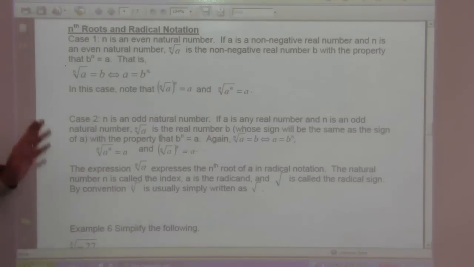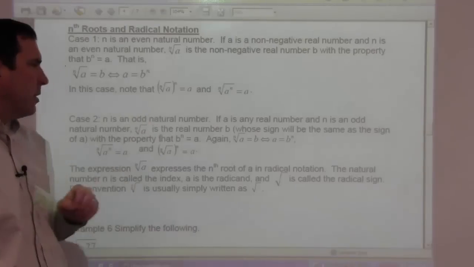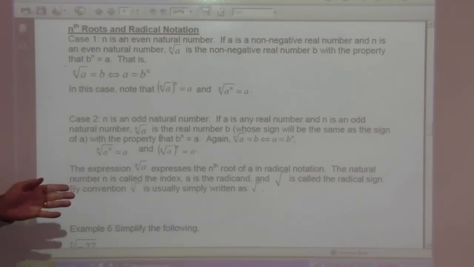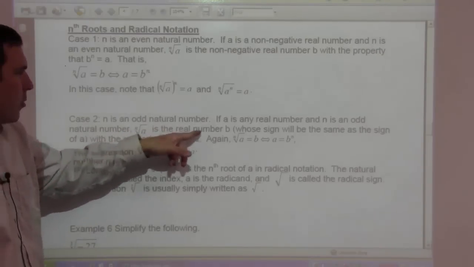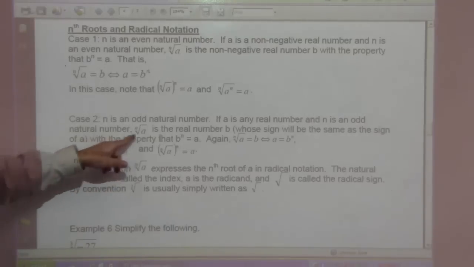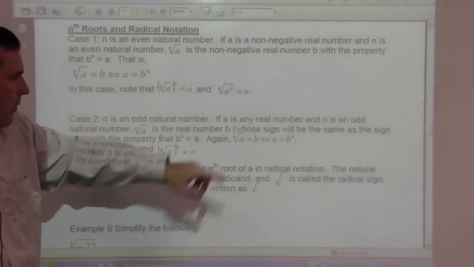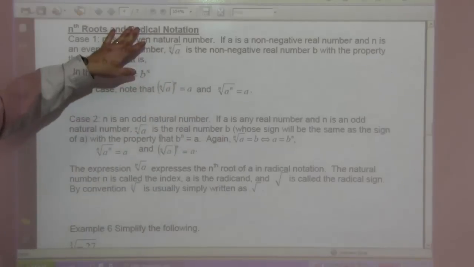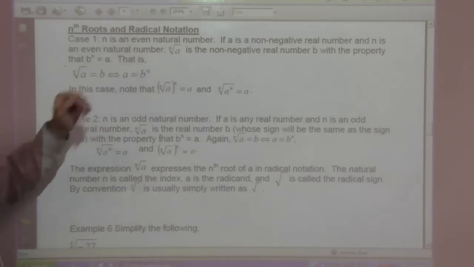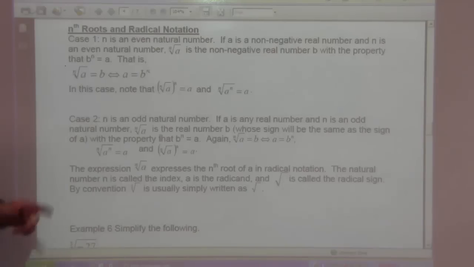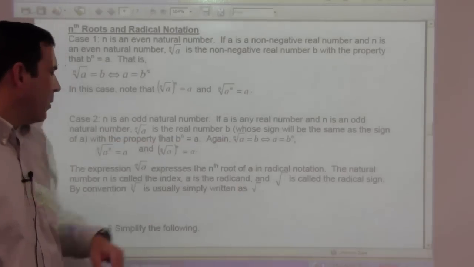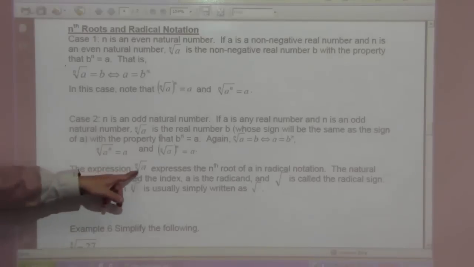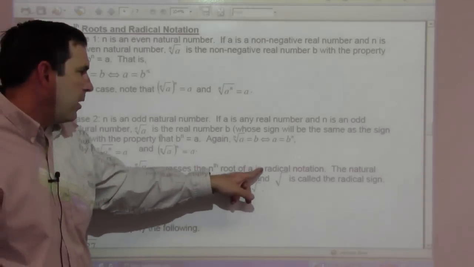Case 2, n is an odd natural number. If a is any real number and n is an odd natural number, the nth root of a is the real number b whose sign will be the same sign as a. So if a was negative, b is negative. If a is positive, b is positive. In the previous case, b had to be positive and a was positive. Okay. With the property that b to the n equals a, the nth root of a is b. The expression nth root of a expresses the nth root of a in radical notation.